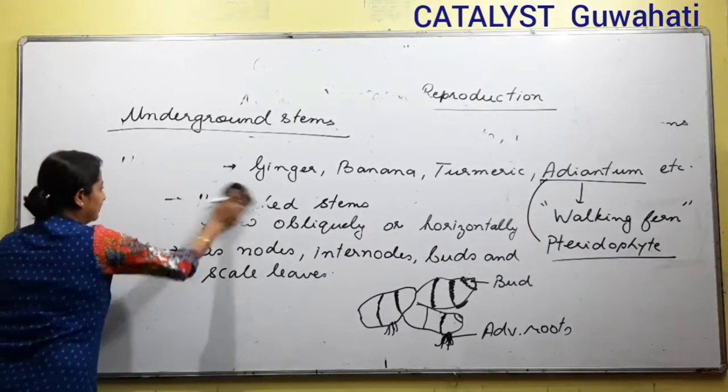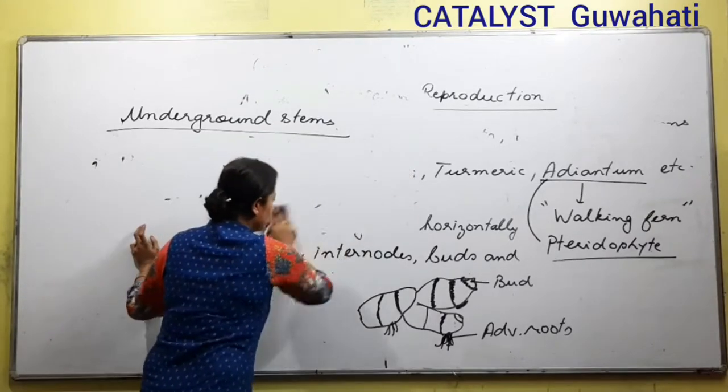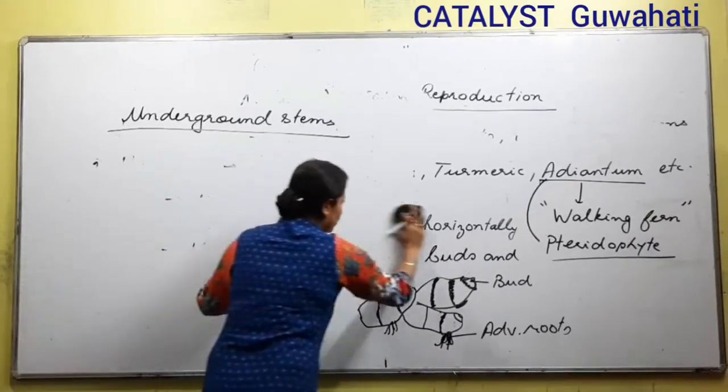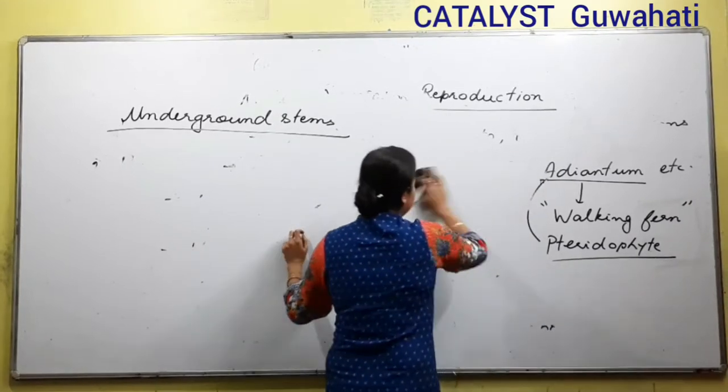Coming to the third one, we have a term called offset. So what is an offset? Offset is also a type of underground stem.